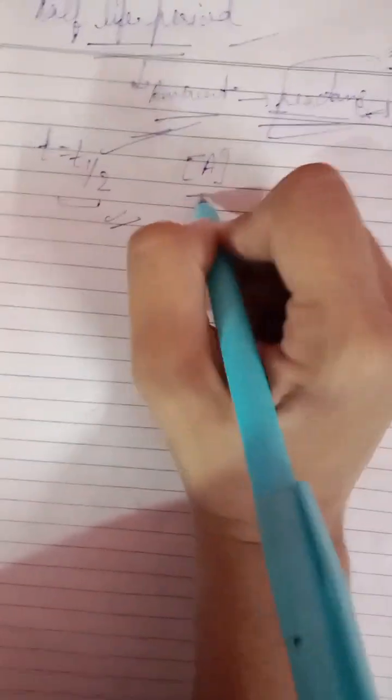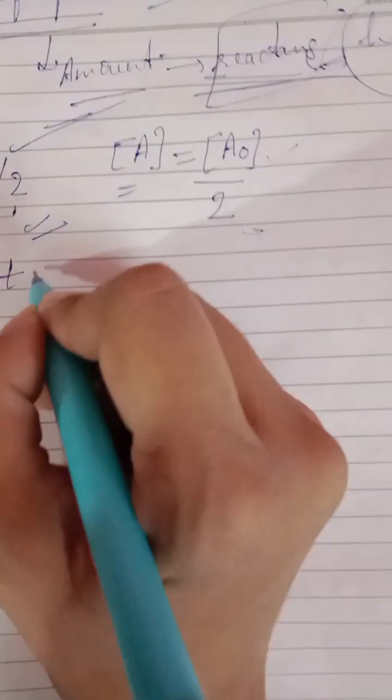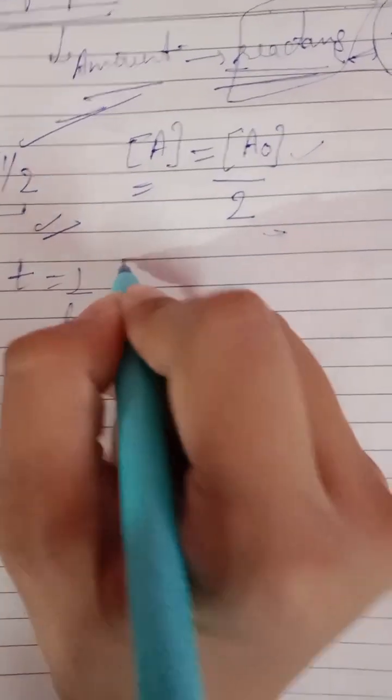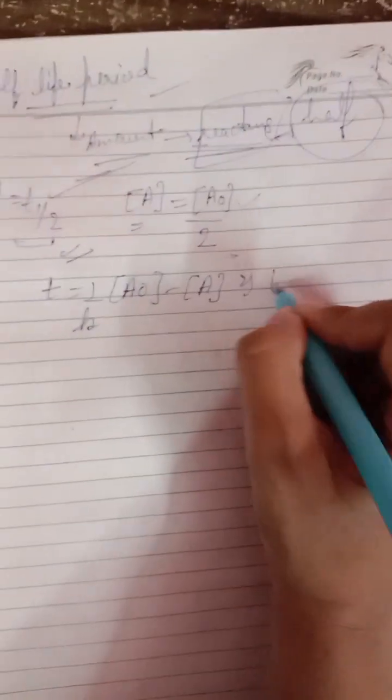In this case, the concentration of the reactant would be half of the initial concentration, that is A naught divided by 2. As we know, the expression for the time period is 1 by K into (concentration of A naught minus concentration of A). Here t is equal to t half, and we have 1 by K A naught as it is.